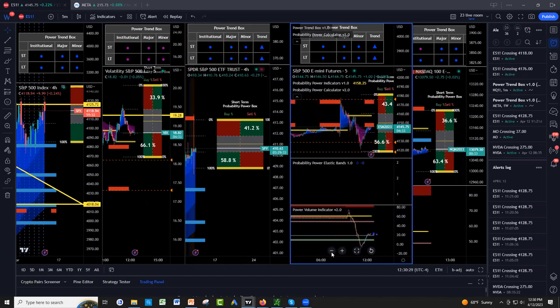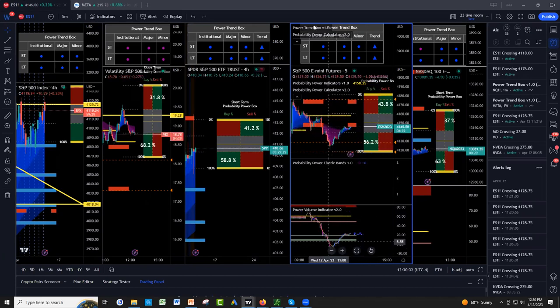I look at confirmation also, if there's fuel under the hood, with the net sellers, net sellers, and then the net buyers, net buyers, institutional coming here. Don't forget, this power volume indicator is super powerful, especially if you trade ES, MES, SPY, and SPX, okay?